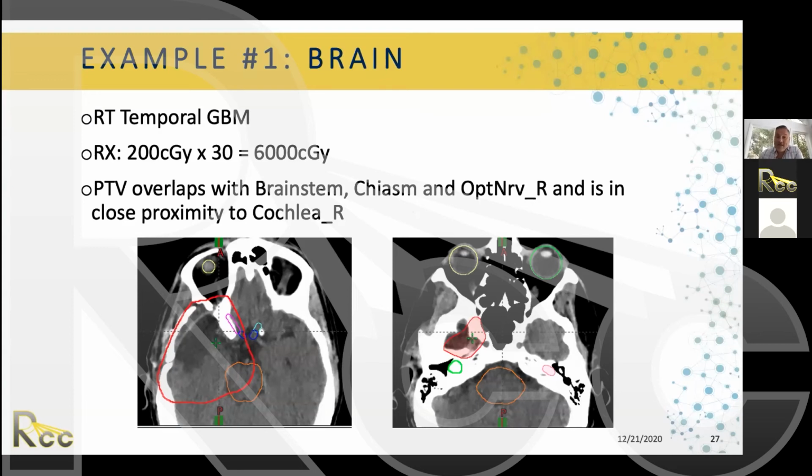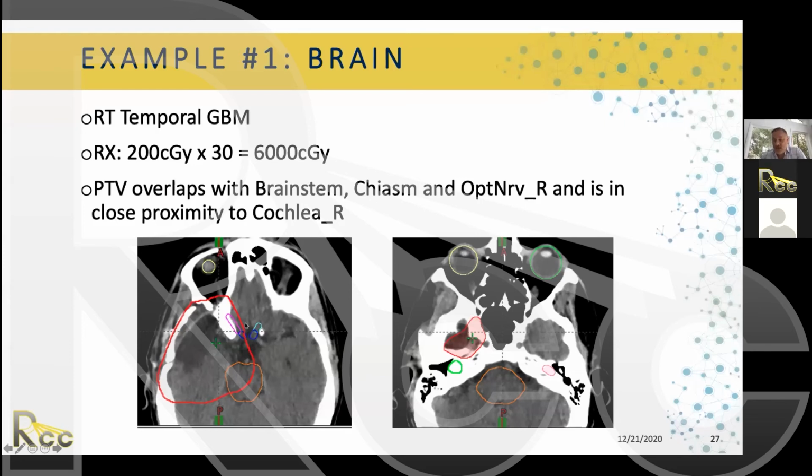This is a brain case. It's a right temporal GBM. The prescription is 200 times 30. You can see here how the PTV overlaps with the brainstem, optic chiasm, the right optic nerve, and is very close to the right cochlea. To begin with, the physician wants to go to 60 gray because that's the normal prescription for a GBM. But I know I'm going to have issues, not so much with the brainstem, but with the optic structures, because I know the maximum dose allowable for optic structures is 54 gray. So I know that here I'm going to have issues.